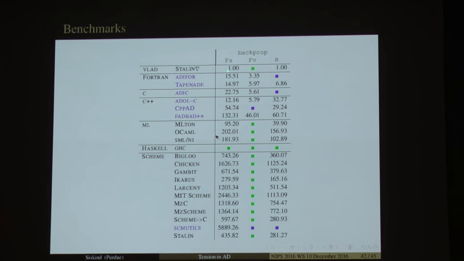These are implementations in Fortran, and in C, and in C++, and in ML, and in Scheme. All of these systems here, the ML, the C++, the ML, Haskell, and Scheme are autograd-like implementations. The Fortran and C implementations are Tapenade and Adifor-like implementations. The existing state of the art is about an order of magnitude slower than our method. And the autograd-like implementations are about three or four orders of magnitude slower.